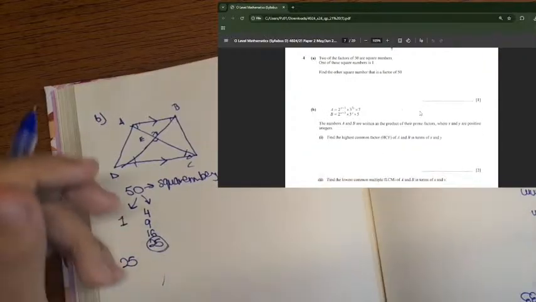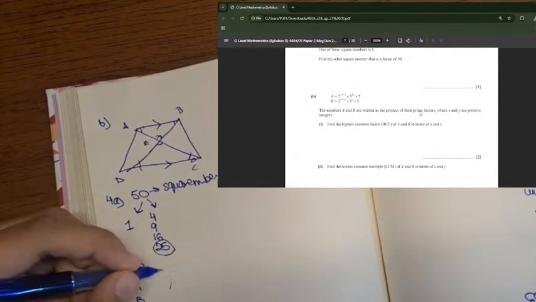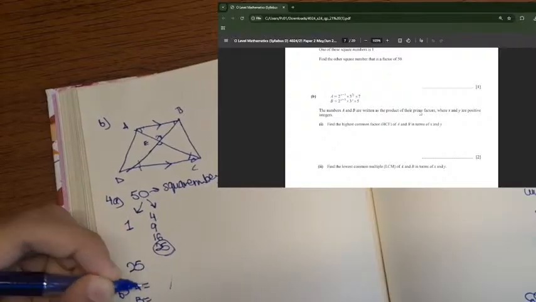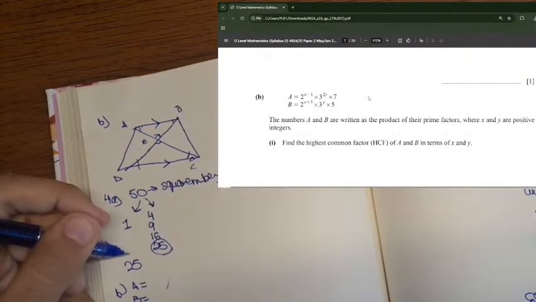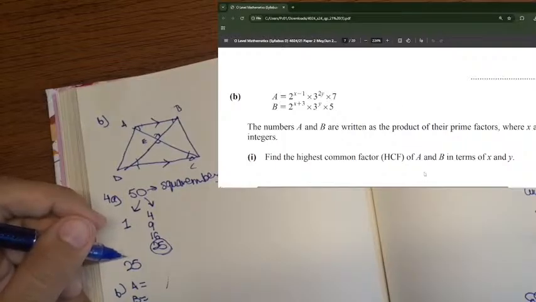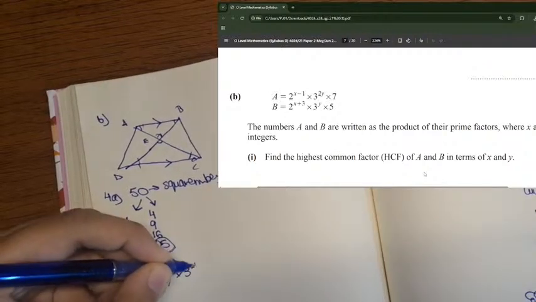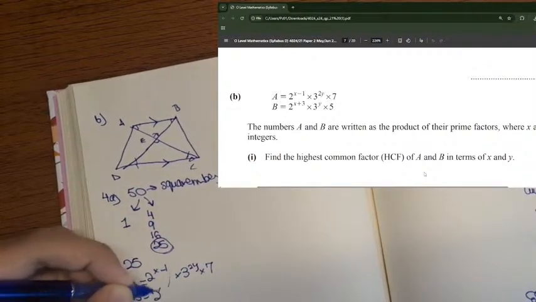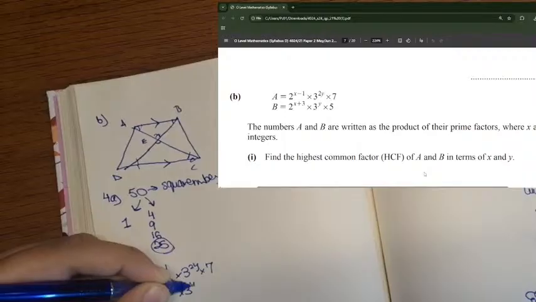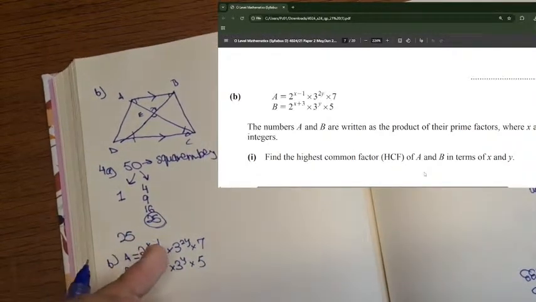The next question, we've been given a few numbers a and b as a product of their prime factors where x and y are positive integers. So they've given us in terms of x and y. Let me zoom in on this question. The digits that we have over here are 2 to the power of x minus 1 times 3 to the power of 2y, and 7, 2 to the power of x plus 3, 3 to the power of y, and 5. They're asking us to find the HCF of a and b in terms of x and y.